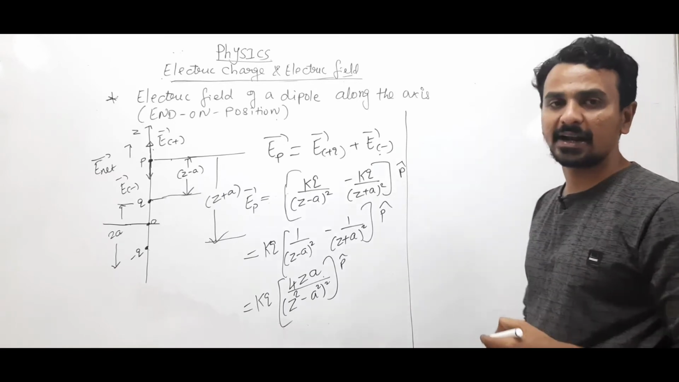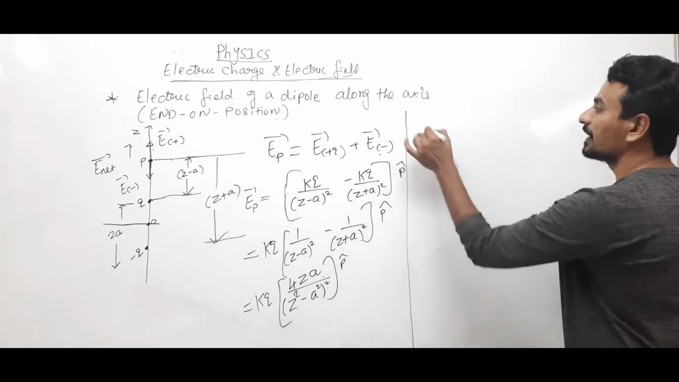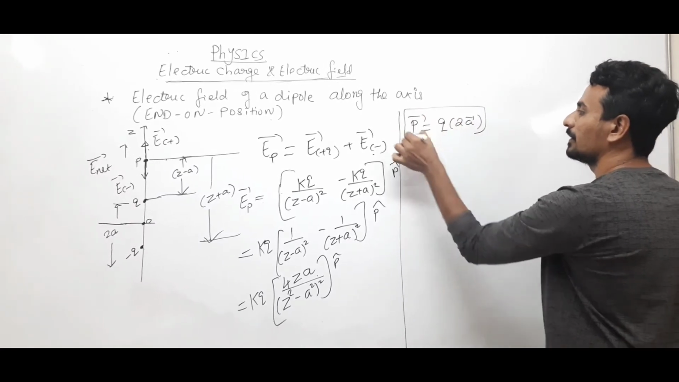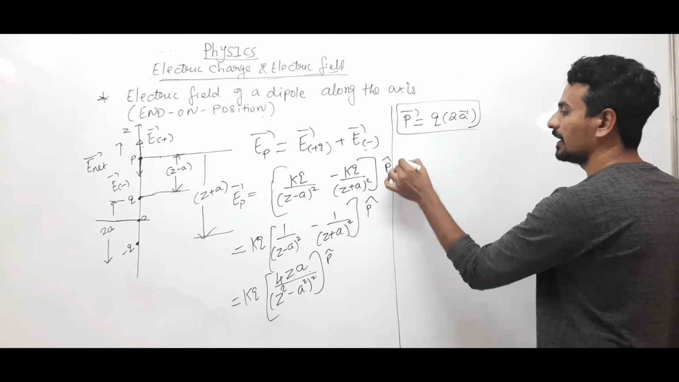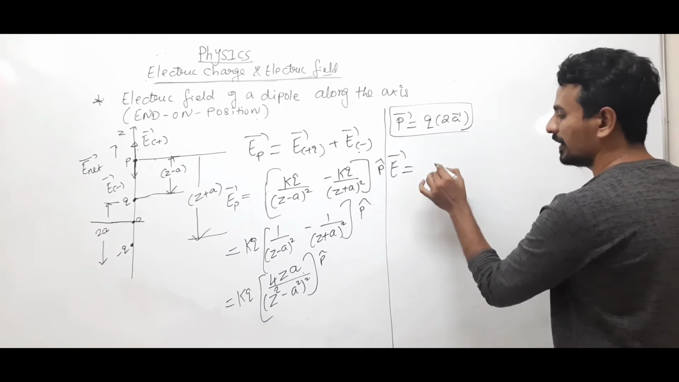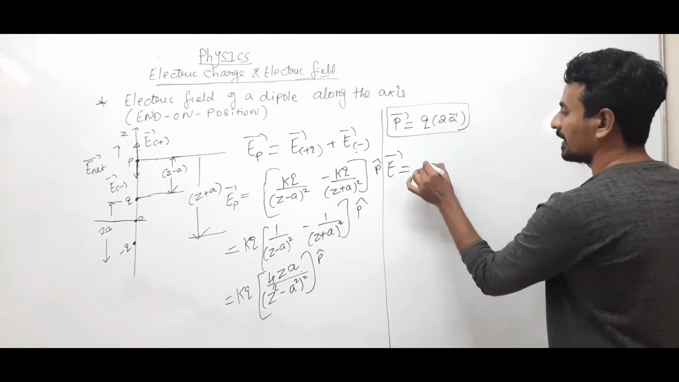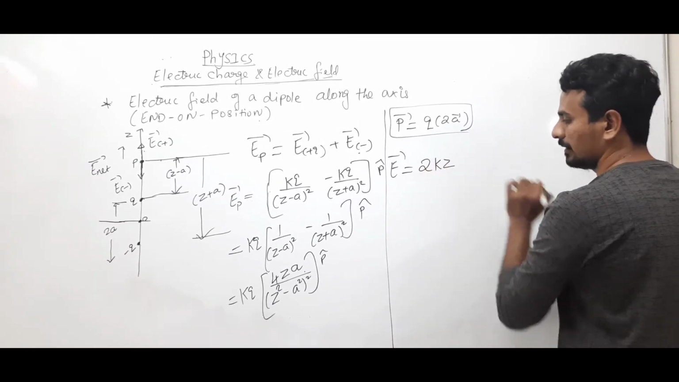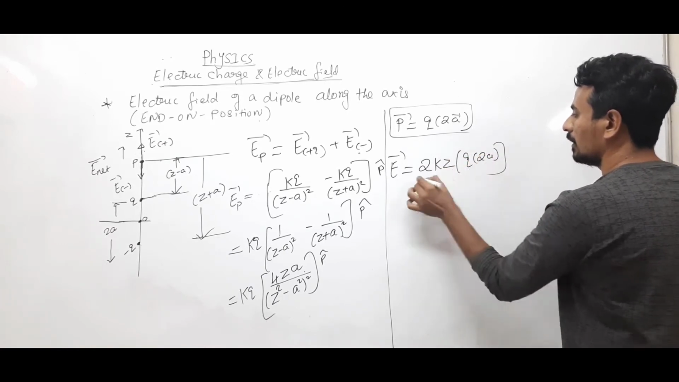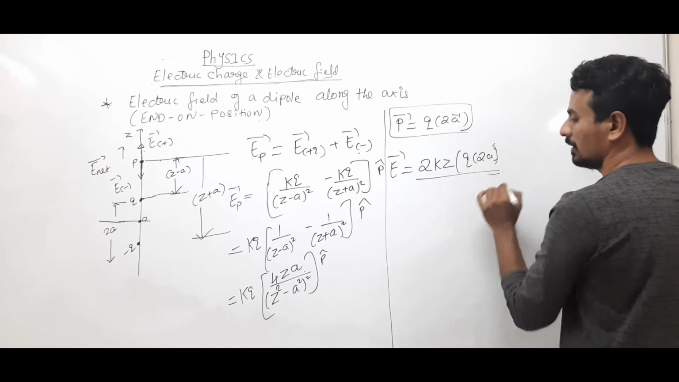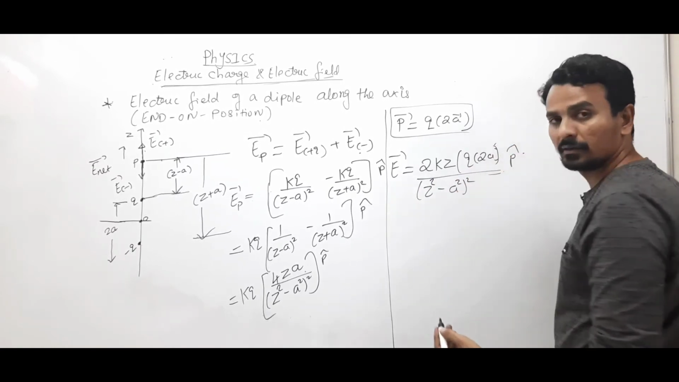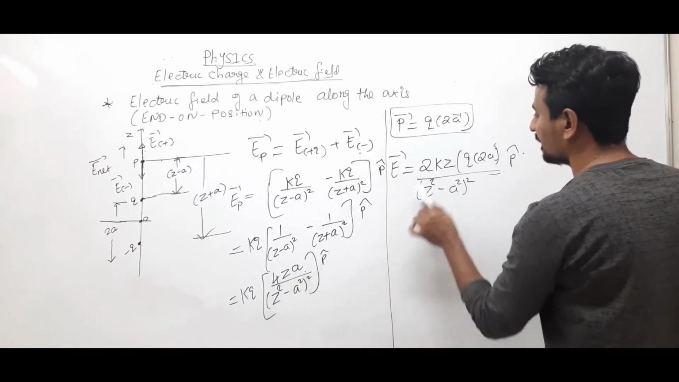Now, if I want to write the electric field in the form of dipole moment, so we very well know that dipole moment is charge into distance. Let us write electric field in form of dipole moment. So 4 can be written as 2 into 2. I can write it as 2kz q into 2a upon (z square minus a square) the whole square p caret. Clear? I have written 4 as 2 into 2.